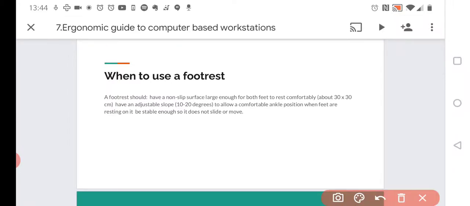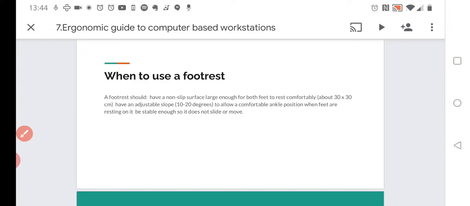When to use the footrest? A footrest should have a non-slip surface large enough for both feet to rest comfortably and have an adjustable slope, yes, between 10 to 20 degrees to allow a comfortable ankle position when feet are resting on it. Be stable enough so it doesn't slide or move. I suppose it's also quite obvious.